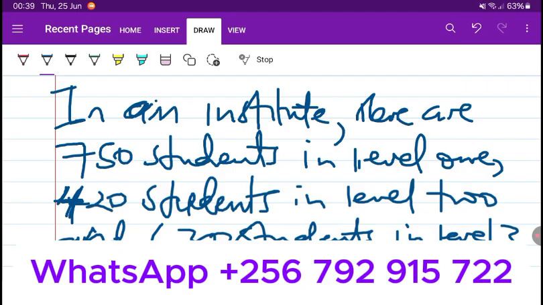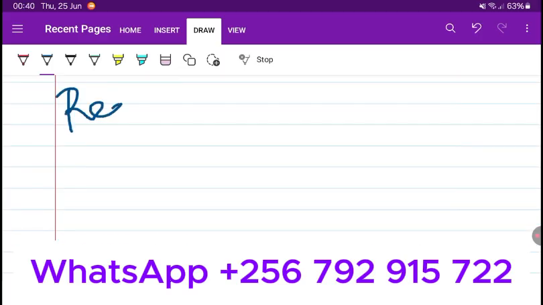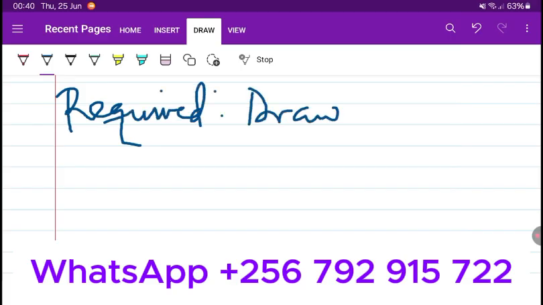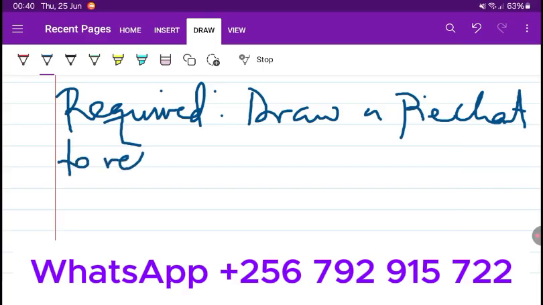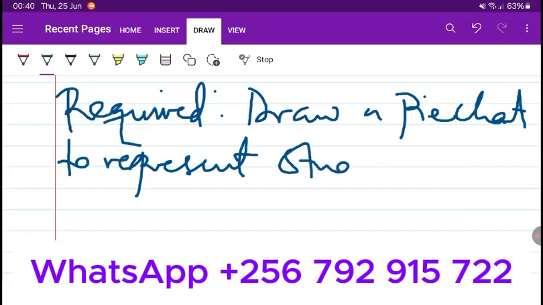And the required is to draw a pie chart to represent the students in each level.